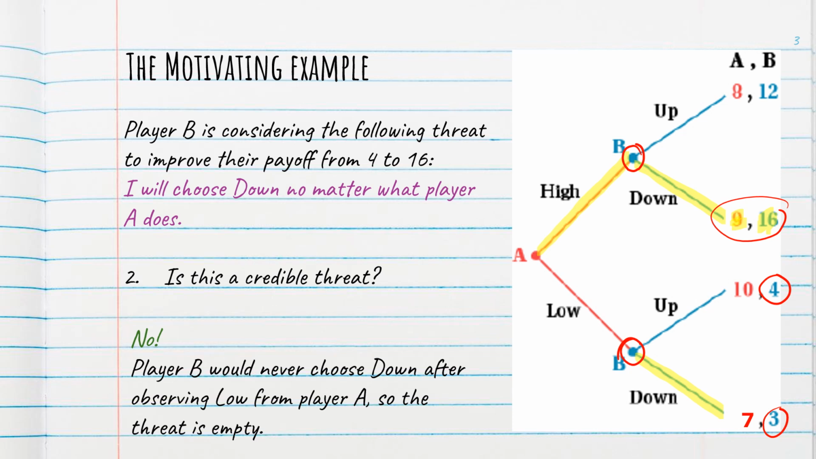So this is how you identify an empty threat versus a credible threat. An empty threat is one which you would not follow through on. In order for it to be credible, you would have to be actually willing to make that choice that you claim you're going to make. It has to be payoff maximizing.